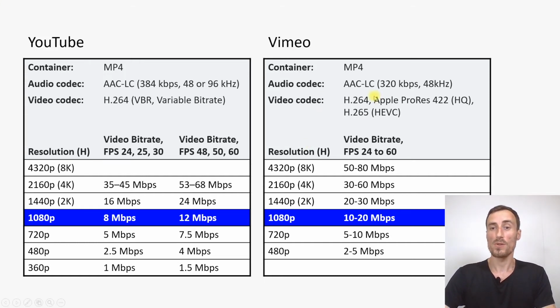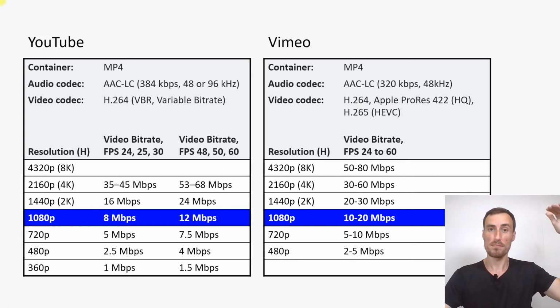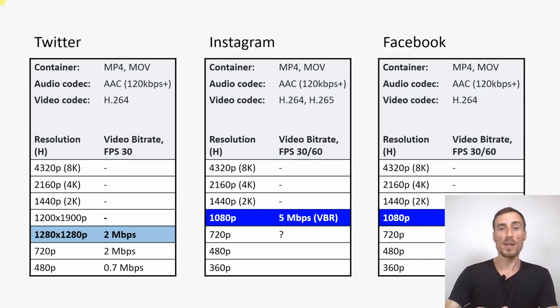And Vimeo also uses different kinds of codecs. They allow you to use H264 or Apple ProRes 422 or even H265, which is even better compression than H264: smaller file sizes with higher bitrates. Whereas YouTube only asks for one codec. So those are two differences. YouTube definitely has a much lower quality. Vimeo is better. Twitter, Instagram and Facebook are different, of course.